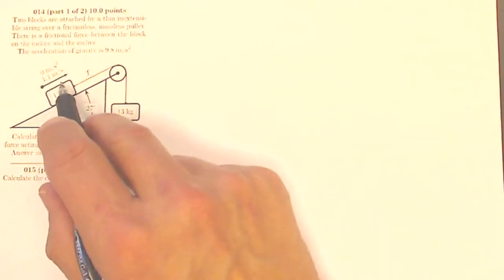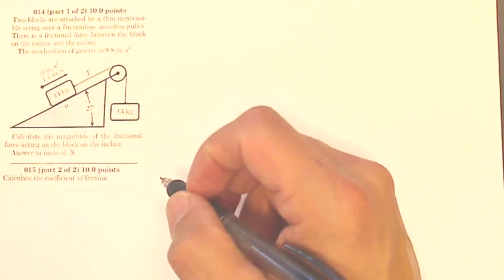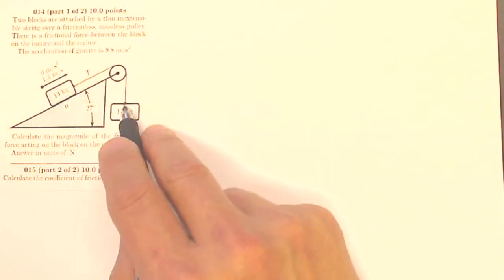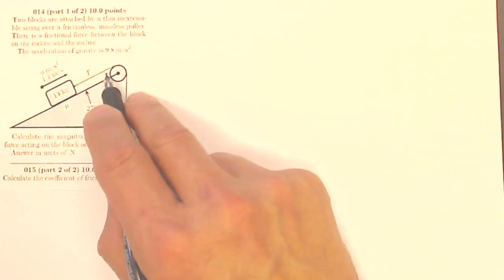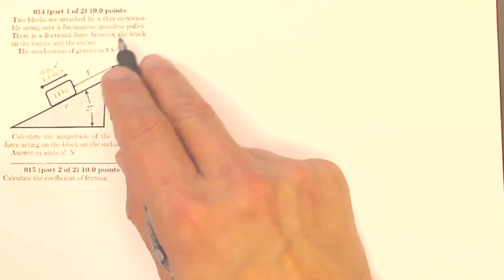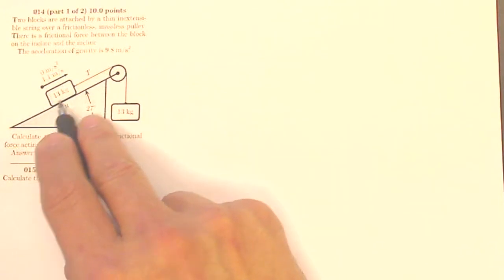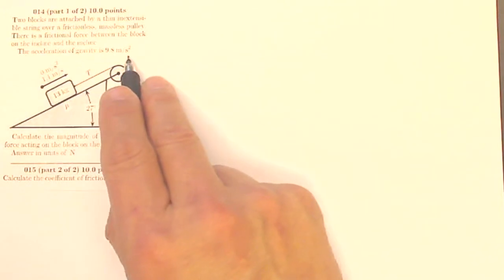There's some information in this picture that you've got to pay attention to. Two blocks are attached by a thin, inextensible string over a frictionless, massless pulley. There is a frictional force between the block on the incline and the incline. The acceleration of gravity is 9.8.